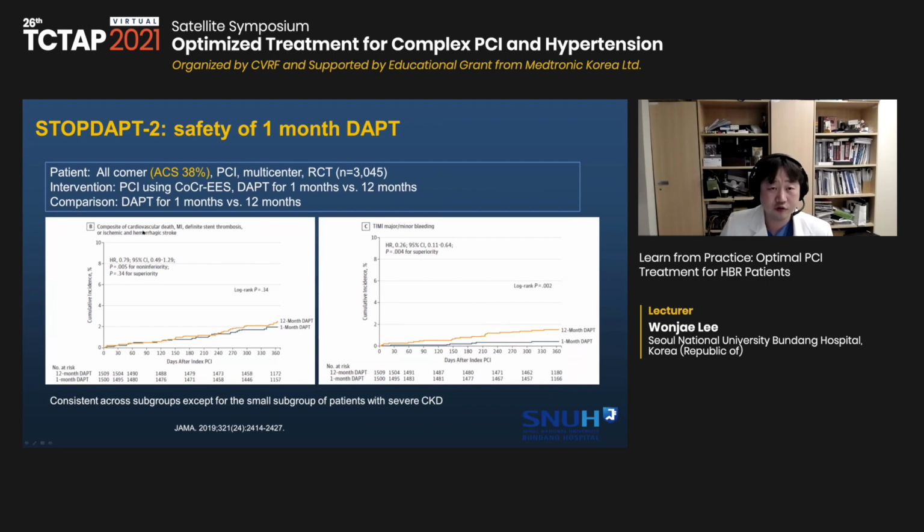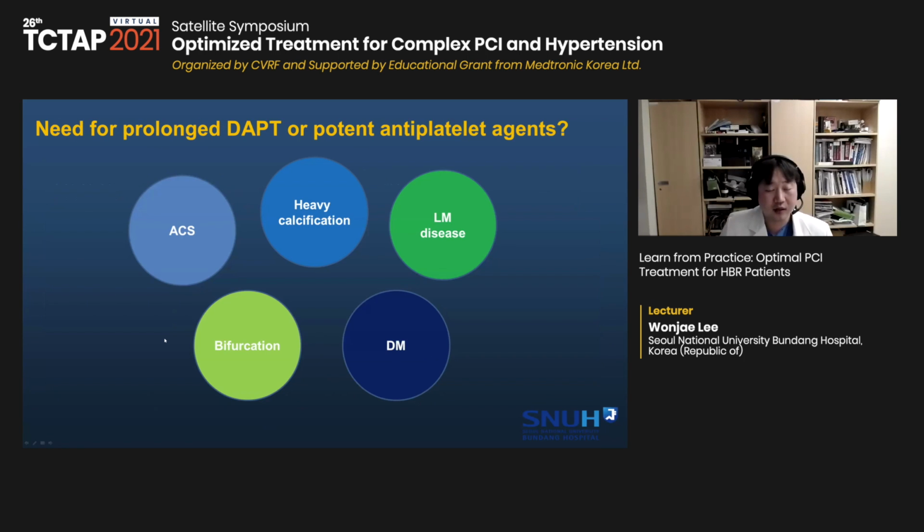STOPDAPT-2 trial, which was done in Japan, looked at the safety of a 1 month DAPT strategy. It was an all-comer trial, and it included about 8% of ACS patients. And if you look at the graph, 1 month or 12 months DAPT, composite of MACE and also hemorrhagic stroke, there was no difference. As you can see, there's much more bleeding with a 12-month DAPT strategy. So, given this result, it seems like shorter DAPT will really benefit patients.